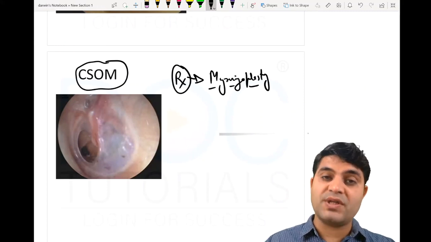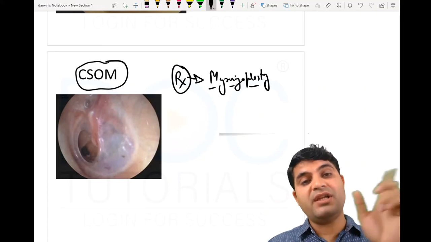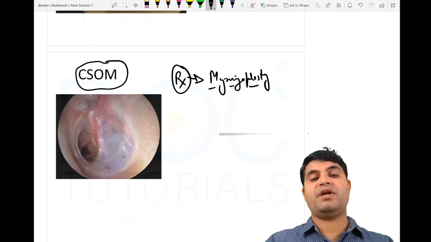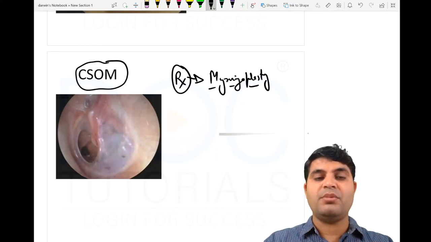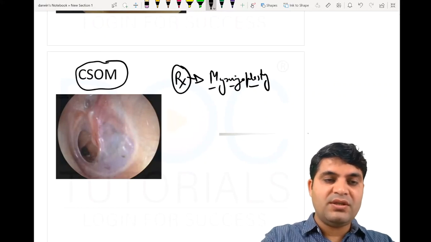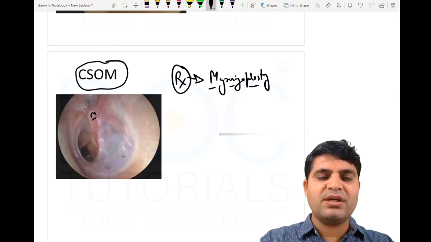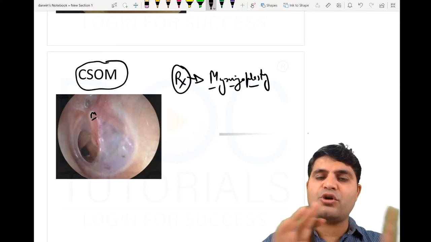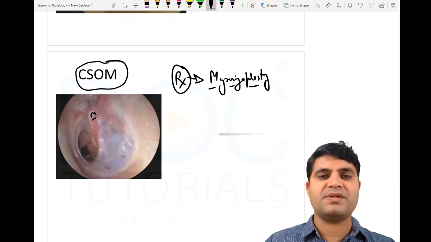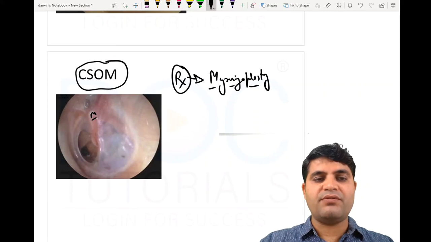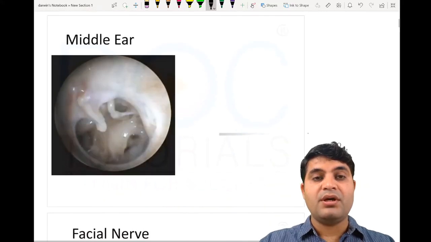If you have to see the ossicles also, if you have to remove middle ear disease also, then always go for tympanoplasty. Tympanoplasty is a broad term, but here you can see this is the malleus, and the malleus is normal. If the inner ossicles are also visualized and normal, go for laryngoplasty, a simple surgery. So this is chronic suppurative otitis media.